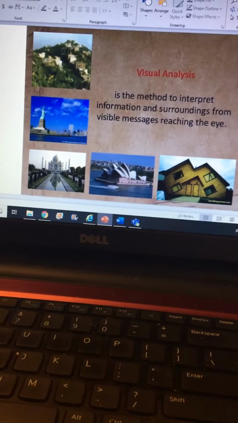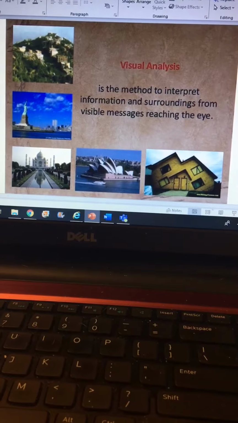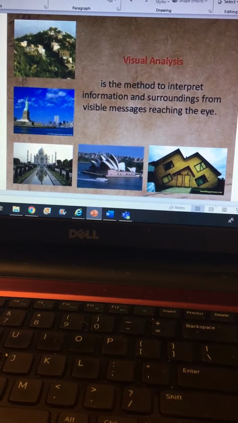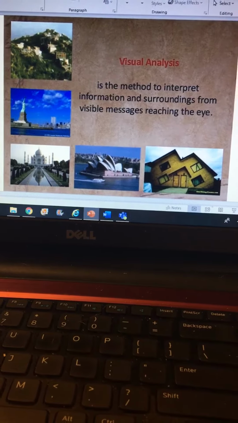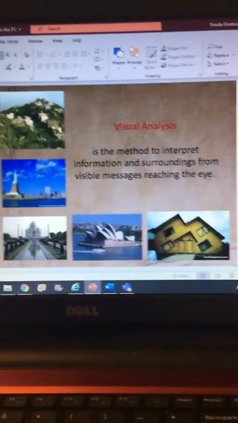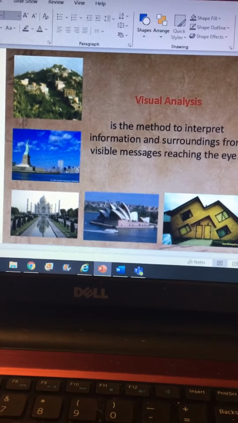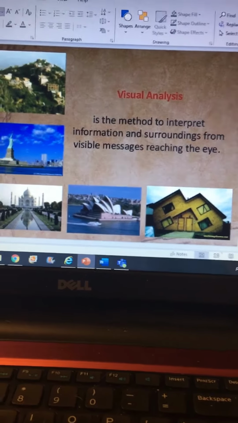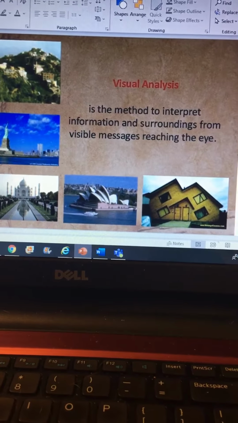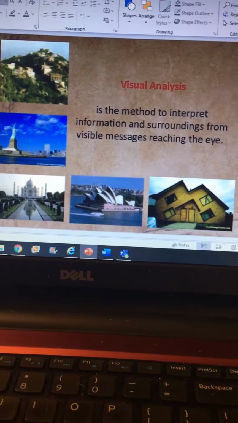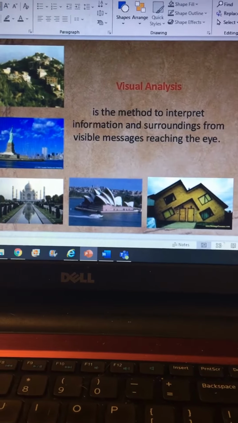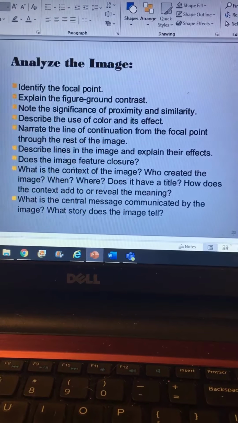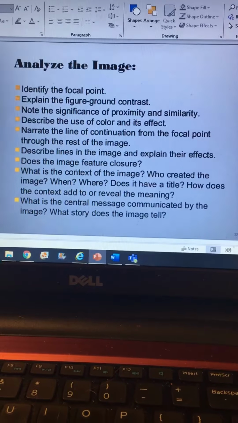So the definition of visual analysis I have on the screen before me says, visual analysis is the method to interpret information and surroundings from visible messages reaching the eye. This is very similar to writing to analyze because you're interpreting information and everything that goes into that information, you're interpreting it from a visual standpoint instead of reading words on a page. All right, so let's read some words on a page actually, because I'm going to explain to you how we are actually writing to analyze.